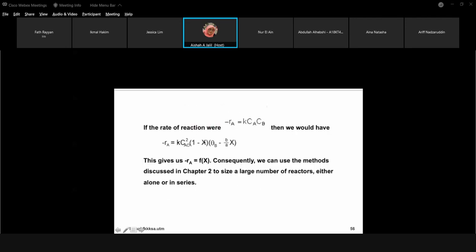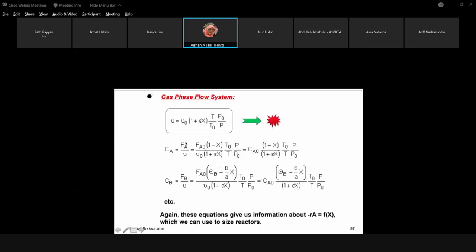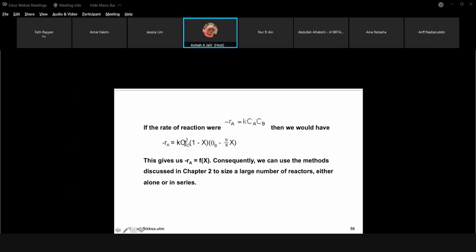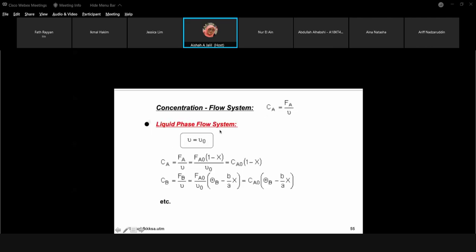So this is an example. If the rate law is k CA CB, you can get the rate law in terms of X. You use CA equals CA naught (1 minus X), and then this is for the CB. This gives us negative rA in terms of X. Consequently, we can use the method discussed in chapter 2 to size a large number of reactors, either alone or in series. But you have to remember, this is the liquid phase flow system.